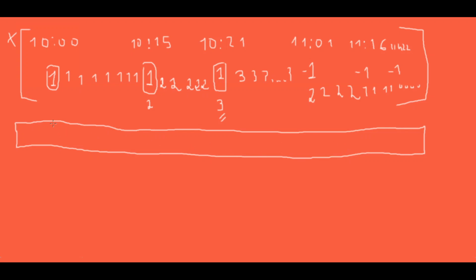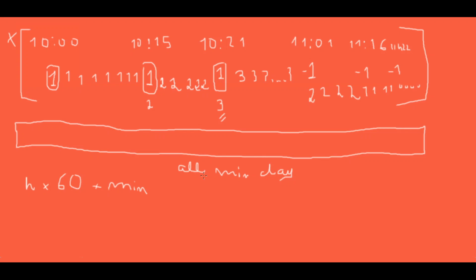But I need a sort of mapping that will tell me where to put 10 hours, where to put 10 and a half, where to put 10:21. The way I did it is hour times 60 plus minutes. Using this formula I can map to this array, and this array contains all minutes of the day.